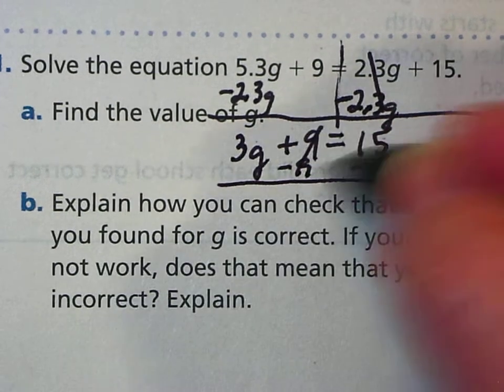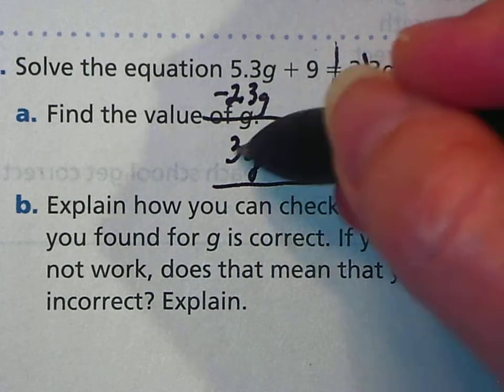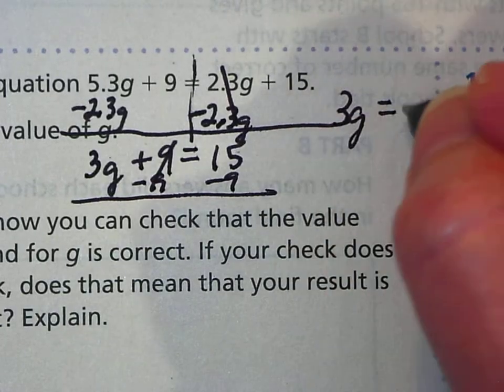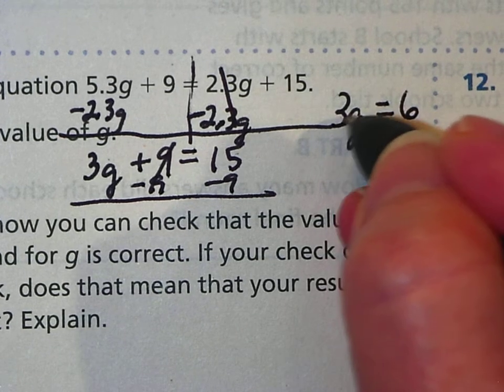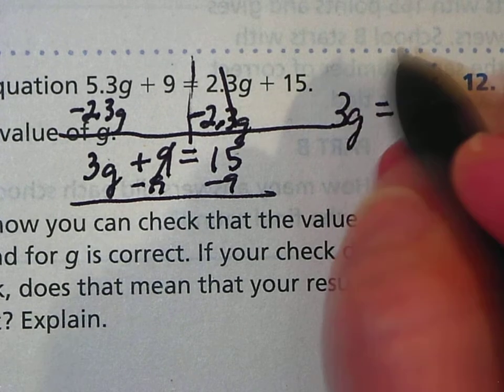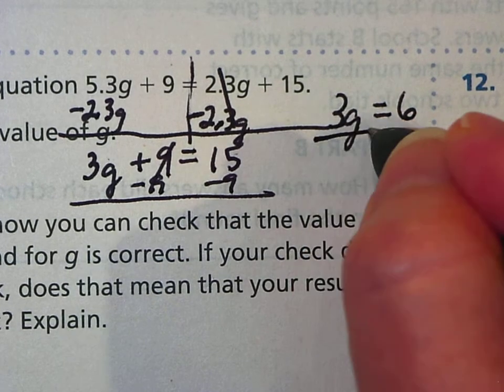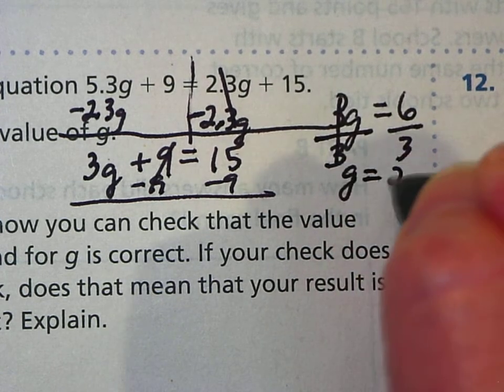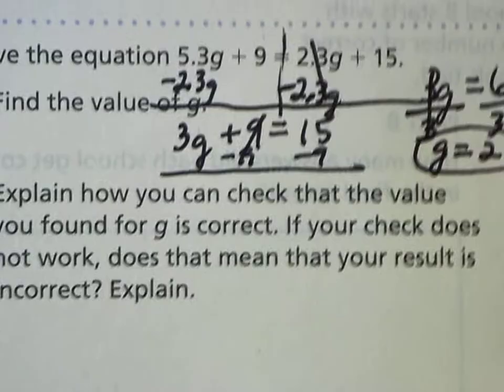Okay, so now since I'm running out of room right here, I'm going to move this over here. So I have 3g left over here. So I'm going to write 3g equals, and then 15 take away 9 is 6. Now to get rid of the 3, instead of multiplying by 3, I'm going to do the inverse and divide both sides by 3. So g is 2.